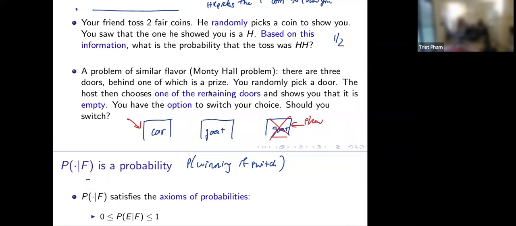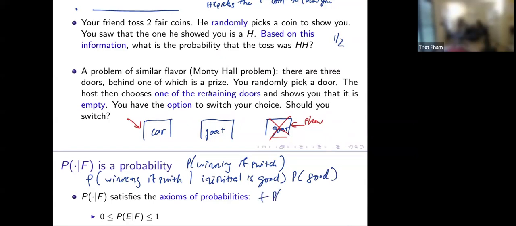Any suggestion? All right. What you should condition on is clearly your initial choice. Let's say the probability of winning if you switch, conditioned on the initial choice being good, times the probability that it is good, plus the probability of winning if you switch, conditioned on the initial choice being bad, times the probability that it is bad. Is that okay? That's the law of total probability.